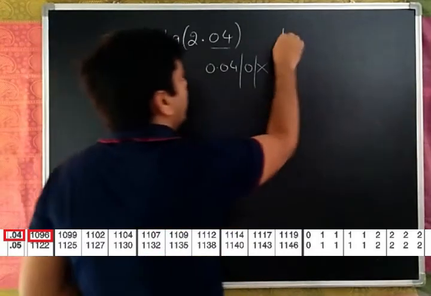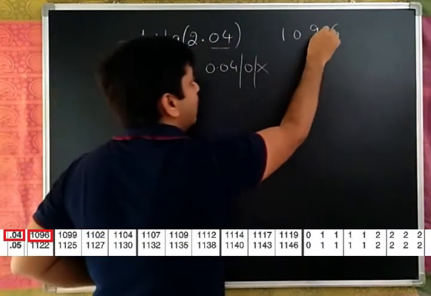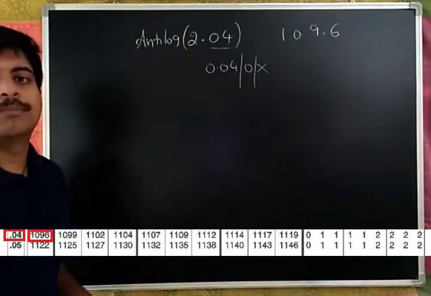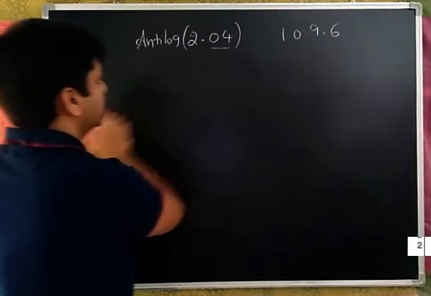1096, and as you have 2 here, it will be after 3 points, that is 109.6. Let us see some more examples.